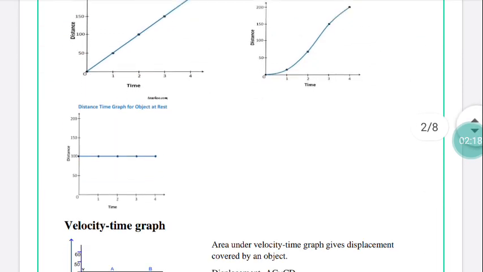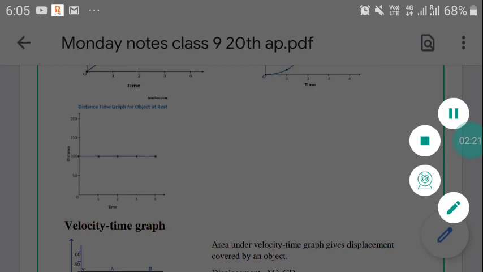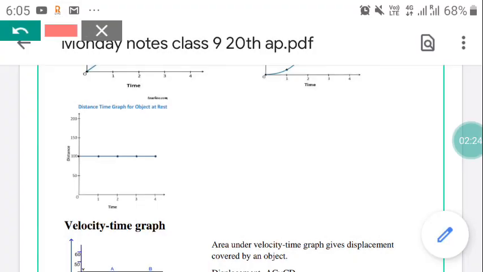Then, if I ask you to draw a distance time graph for an object at rest, it will be a straight line parallel to the time axis. Suppose you are sitting in your room and your mother is also sitting with you but some distance apart. So here you take your mother as origin and measure your distance from your mother. It comes 100 meter. You are at rest and your mother too. So for 4 seconds your distance will remain the same from your mother. So that's why it will come a straight line parallel to the time axis.